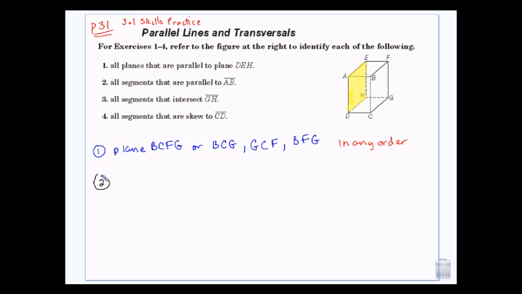Number 2, all segments parallel to AB. AB's right here. So what'd you guys get? Anybody? Sorry, number 2, EF? EF, uh-huh. DC, HG. Yep. And if you had the letters flipped, so you had like FE or CD or GH, those are the same thing, so it's okay. With segments and planes and lines, the order doesn't matter.